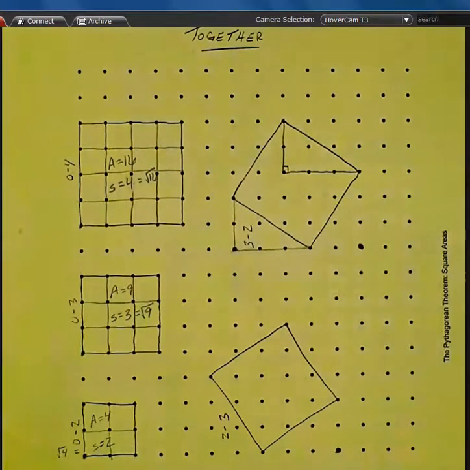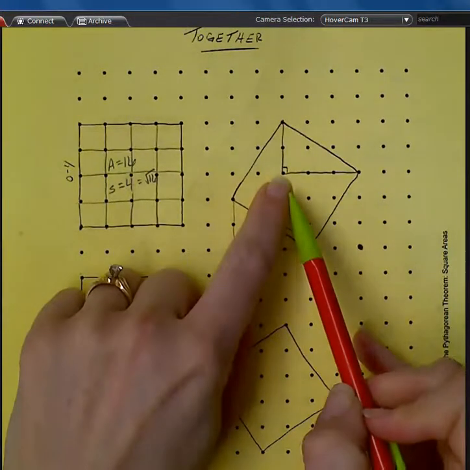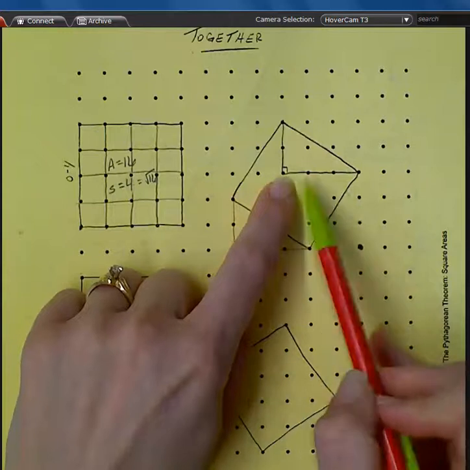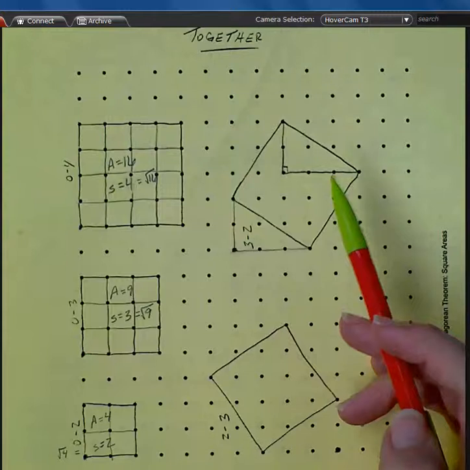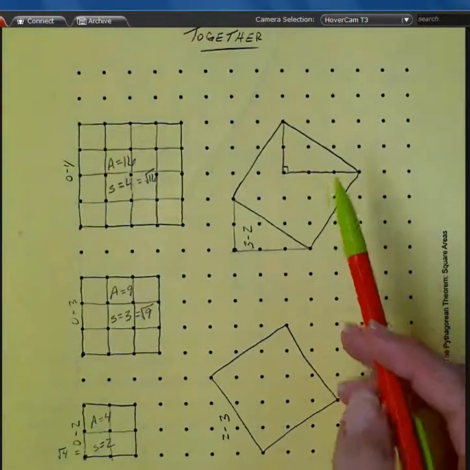How do you find the area of a triangle? Base times height. And remember, the base and the height have to be perpendicular. So the reason I went straight down and straight across is so I have a base and a height. So we're taking what we learned last chapter and applying some geometry. Questions so far?